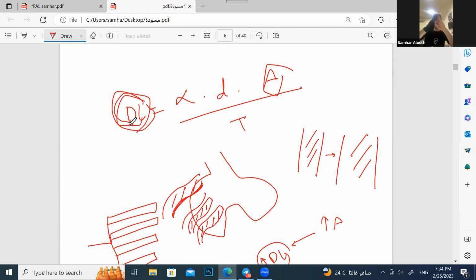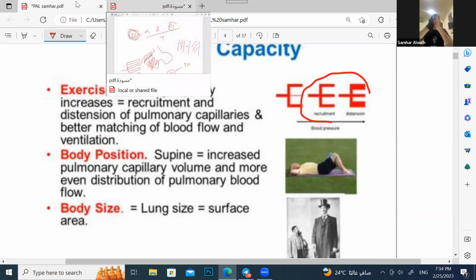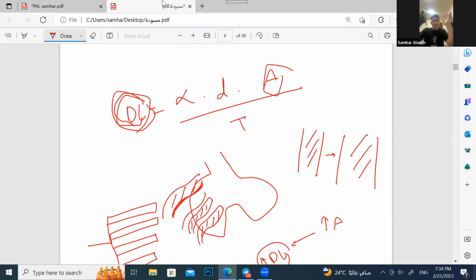The first one is recruitment. We are recruiting more capillaries. The second one is distension, I guess it was called. And yes, distension. It is like making the blood vessel bigger. So now we also have more surface area. And if we increase the surface area, we are increasing DL, we are increasing the oxygen that's going to the capillary. Is it clear? And by the way, everything is written here in this. I need understanding. So is it clear?